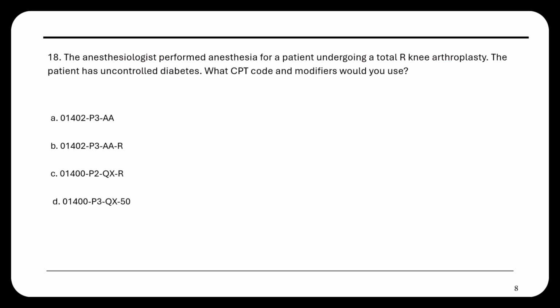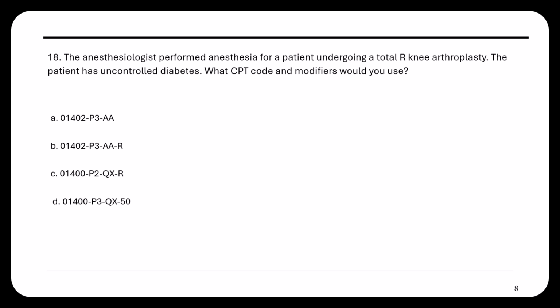The anesthesiologist performed anesthesia for a patient undergoing a right knee arthroplasty. The patient has uncontrolled diabetes. What CPT code and modifiers would you use? Well, this is once again me knowing a couple of the modifiers. I know AA means the anesthesiologist himself did the anesthesia. If you want to think about it, anesthesiologist, anesthesia, AA.